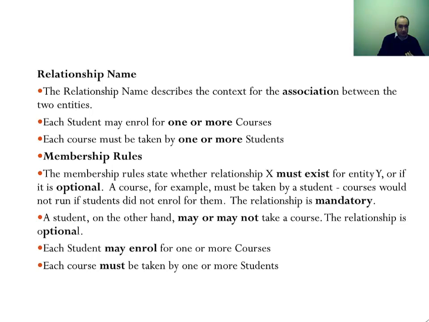Each relationship will also have certain membership rules, and these state whether a relationship must exist for an entity or if it is optional. A course, for example, must be taken by a student, otherwise it would not run. No students, no course. The relationship is mandatory. A student, on the other hand, may or may not take a course, so the relationship is said to be optional. So we can say each student may enroll for one or more courses, but each course must be taken by one or more students.